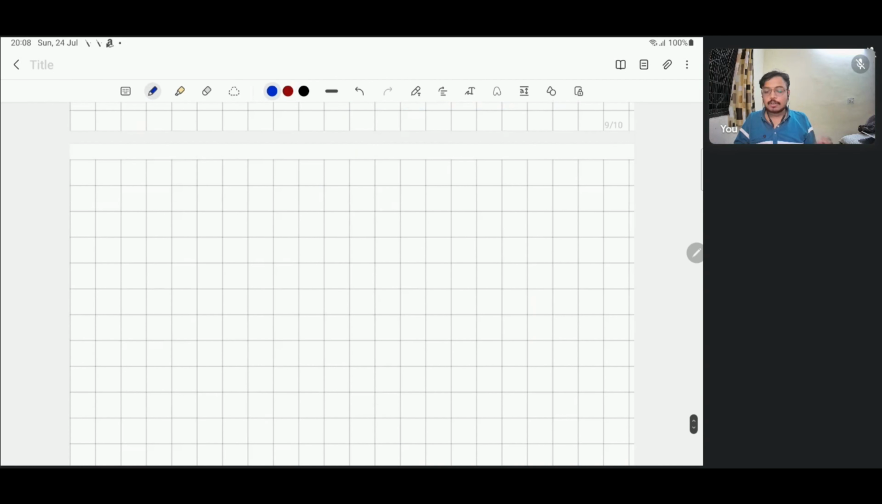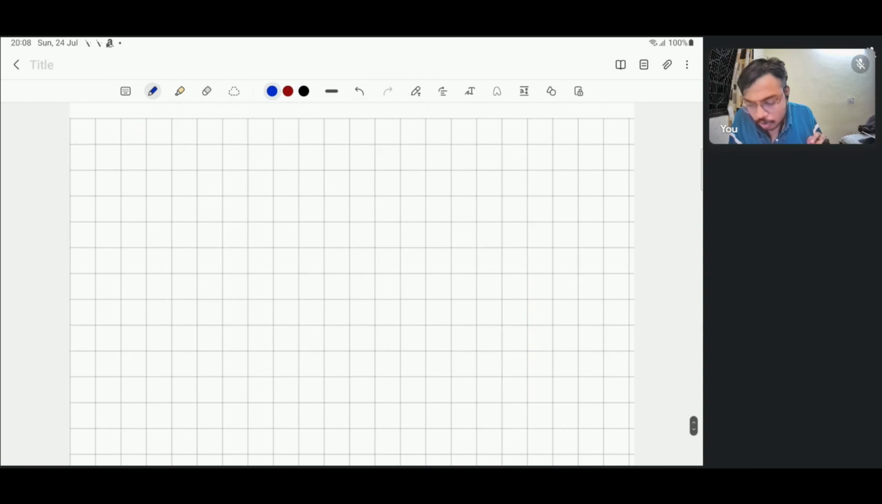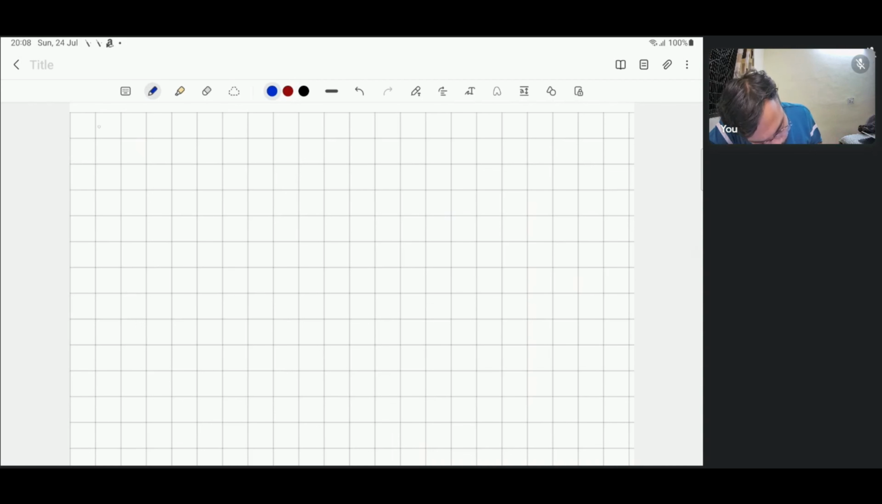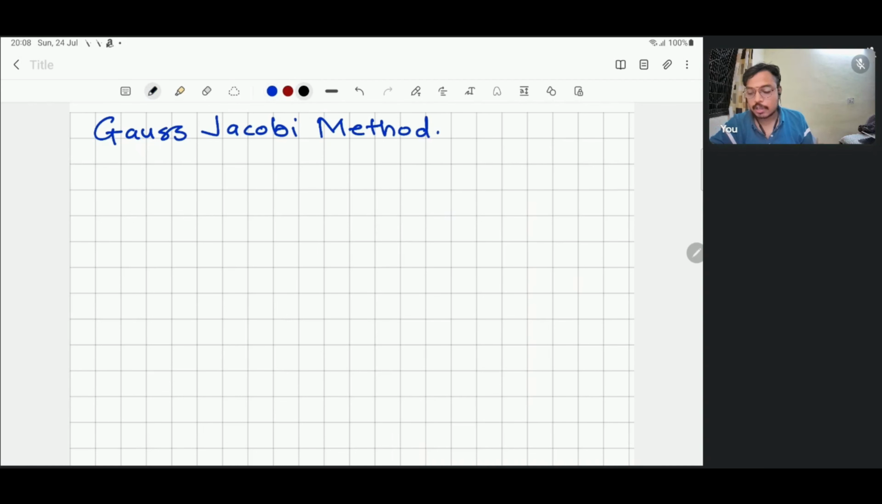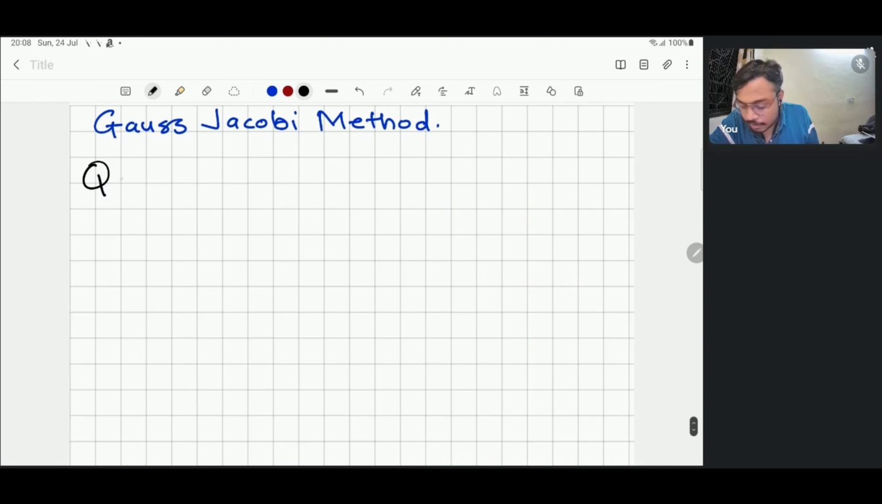Second, we are going to see another method of solving the system of linear equations. Another method we will see is the indirect way of solving the linear system. These are also called iterative methods. So I am going to take a second problem on the Gauss-Jacobi method. Let us consider one example to understand how to solve by this method.